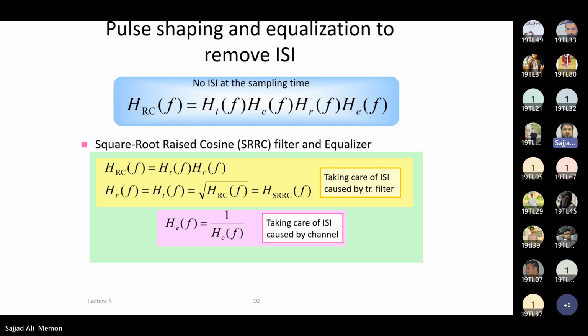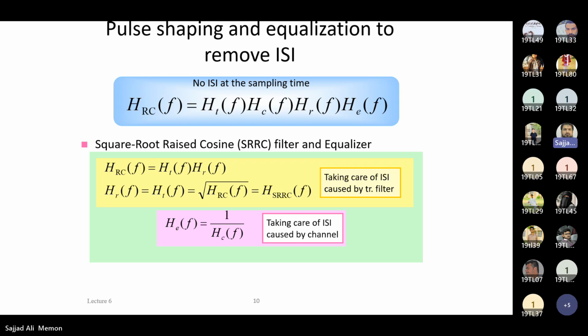Then we have pulse shaping and equalization to remove intersymbol interference. No ISI, no intersymbol interference at the sampling time. Square root raised cosine filter and equalizer: taking care of ISI caused by the transmission filter, and taking care of intersymbol interference caused by the channel.